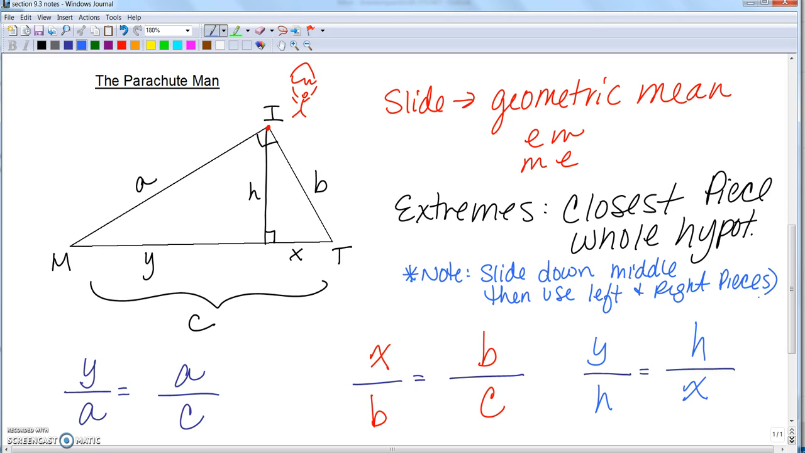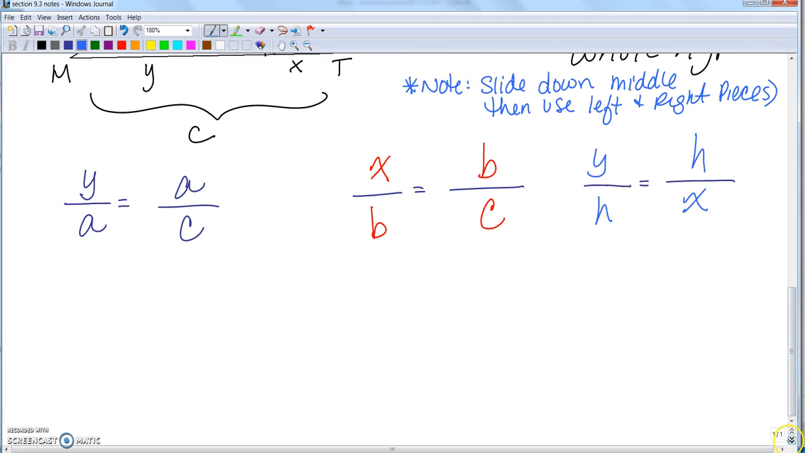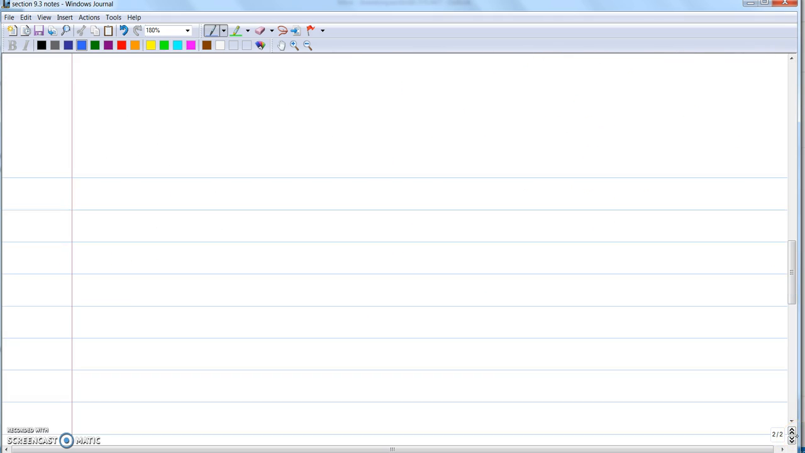All right, so let's talk about something here. You might be sitting there with this burning question: how do I know which slide to use? How do I know whether to slide down the left, the middle, or the right? What I will tell you is it will be very clear. You will know which slide to use based on the numbers in the picture, okay? So let's do 2 examples. On the back of this, why don't we do a couple examples, okay?